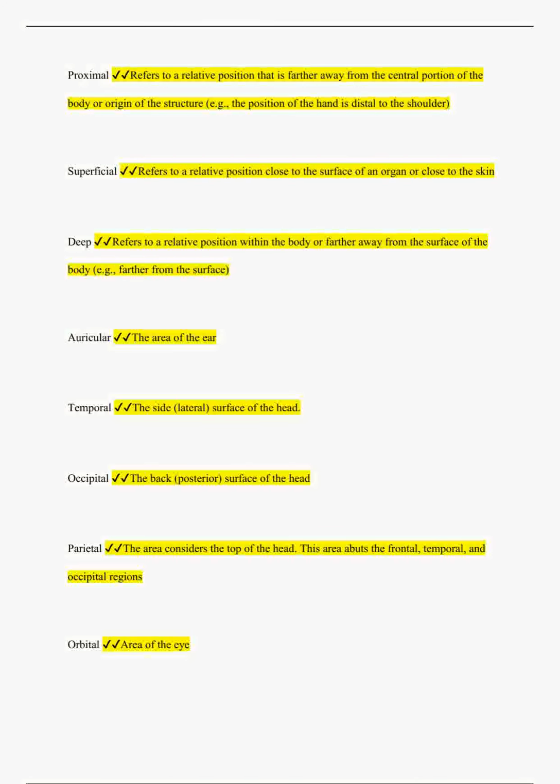Auricular: the area of the ear. Temporal: the side, lateral surface of the head. Occipital: the back, posterior surface of the head. Parietal: the area considered the top of the head. This area abuts the frontal, temporal, and occipital regions. Orbital: area of the eye.